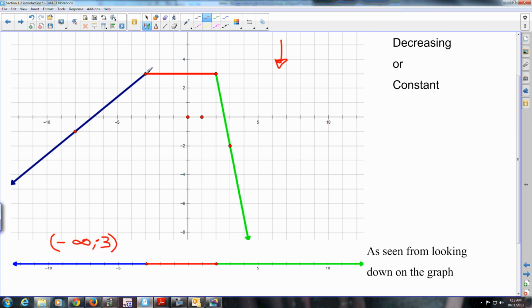Right at that exact value, negative 3, it's neither. So you don't put a bracket. You'll never put a bracket on increasing, decreasing, and constant. In this section of the graph here, from negative 3 to 2, the graph is constant. And from 2 to infinity, the graph is increasing. So, sorry, decreasing. Said the wrong word, I apologize. It's decreasing. So it's the intervals on which the graph is increasing, decreasing, or constant.